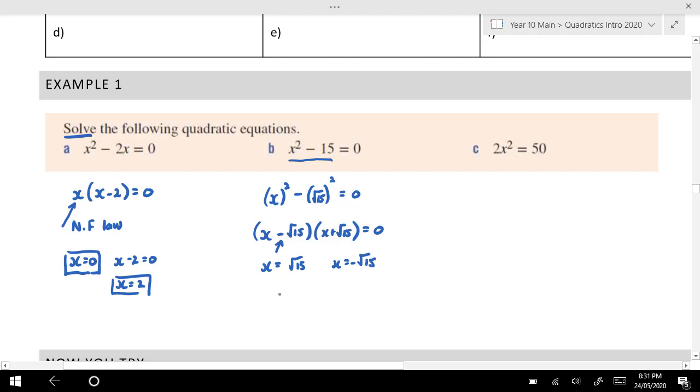And a good way of writing that actually is x is equal to, well, we've got positive root 15 and minus root 15. So we can write it like this, plus minus root 15. So that's representing my two solutions, positive and negative.